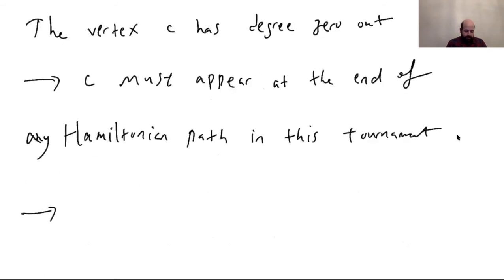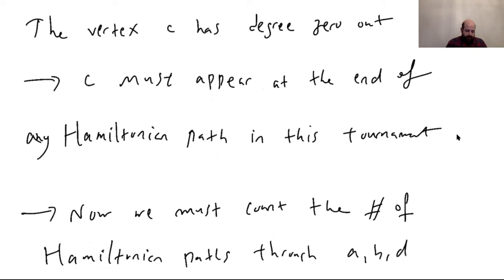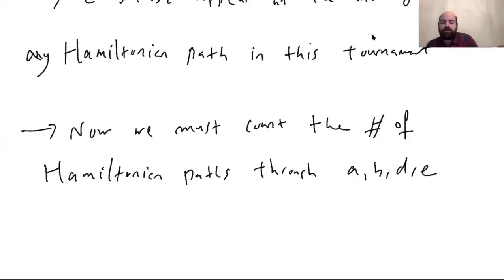Now we must count the number of Hamiltonian paths through A, B, D, and E. Okay, so far we have reduced the problem to finding a path passing through A, B, D, and E, which means the permutation of these 4 vertices, and there are 4 factorial or 24 ways to do that.